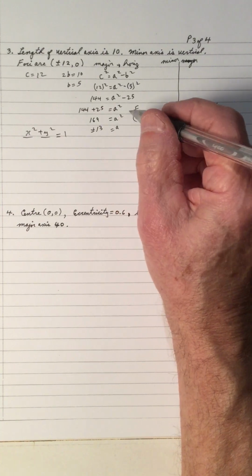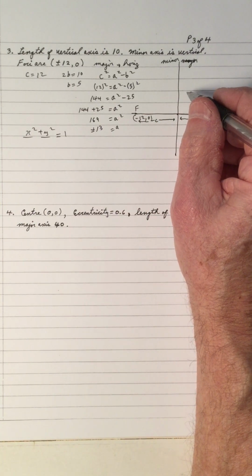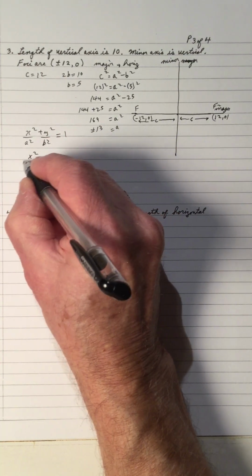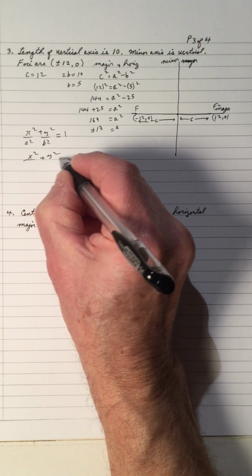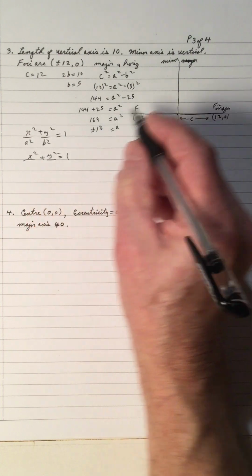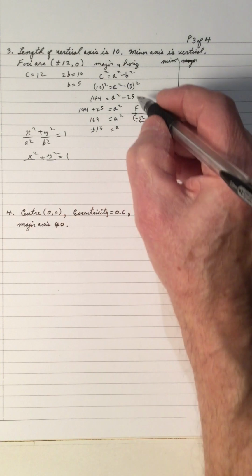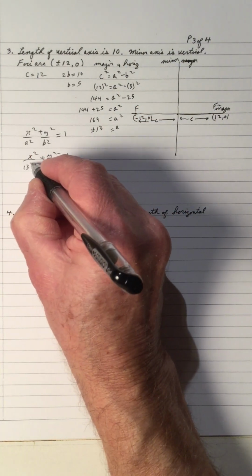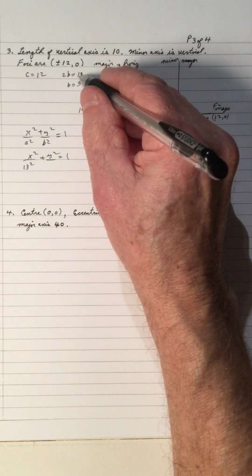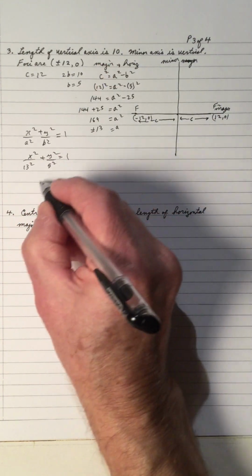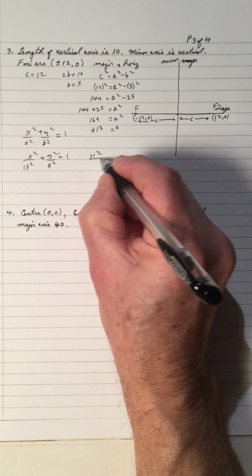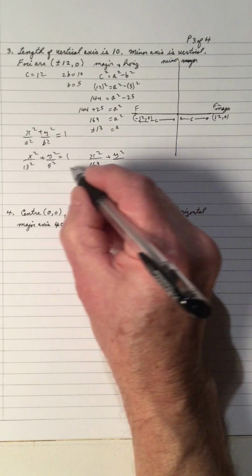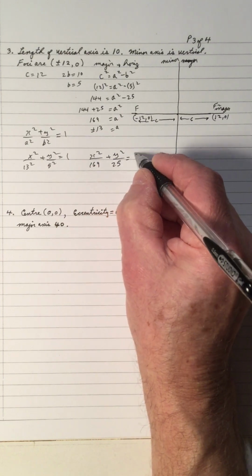So a is 13. So the equation, a squared, b squared, so it's x squared over a squared plus y squared over b squared equals 1. So a is with the x. Sorry, a is 13, so it's 13 squared. And b is 5, so it's 5 squared. So the equation is x squared over 169 plus y squared over 25 equals 1.